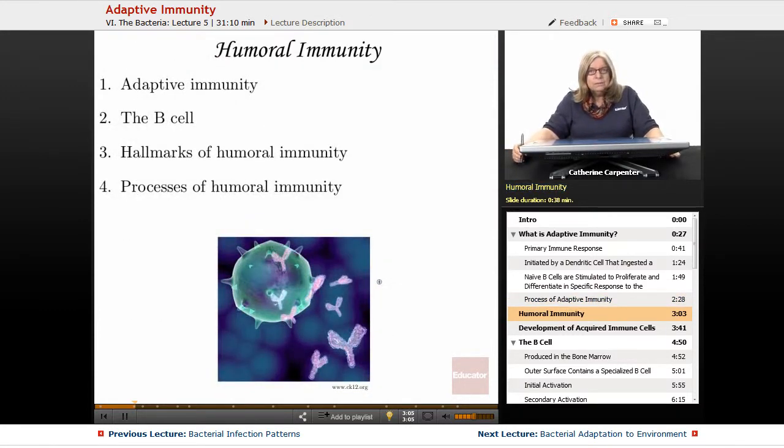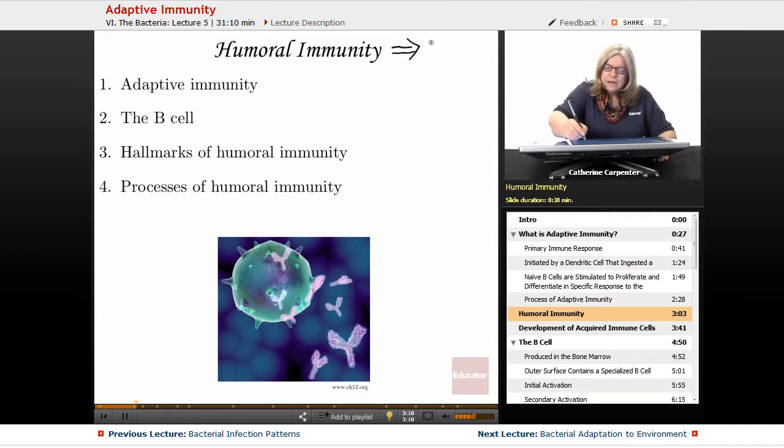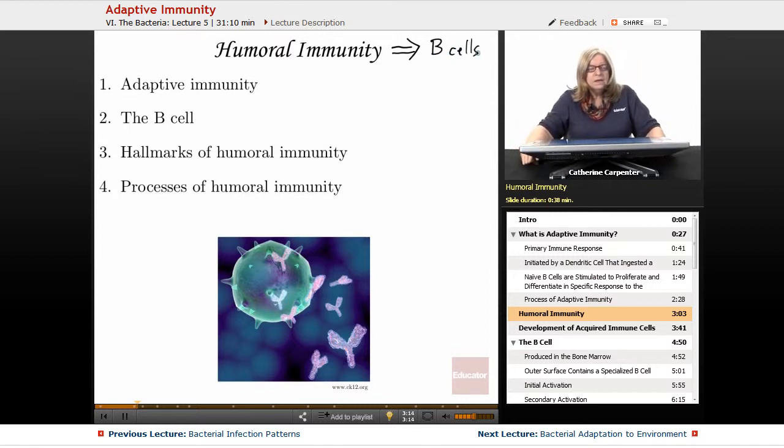So humoral immunity is basically the arm of the immune system that involves B cells. And it's one half of the adaptive immune system. There are various hallmarks that we're going to talk about. We're going to talk about how B cells differentiate, why they differentiate, what their function is. And then we're going to talk about how they go on and execute their eradication of pathogens. And then finally, as we discussed, they actually remember the pathogen.